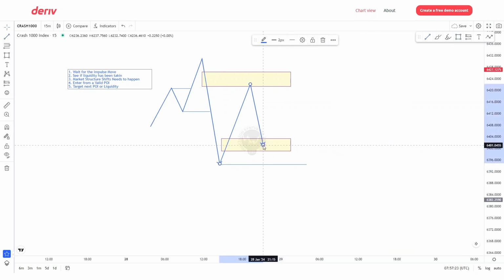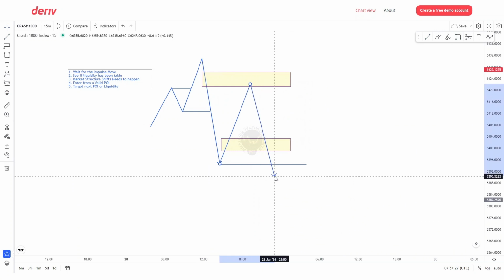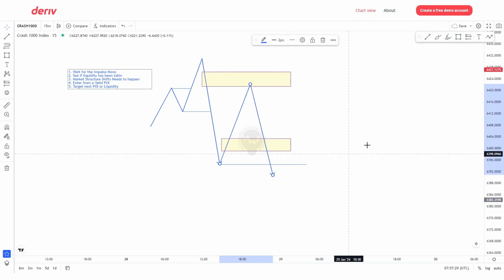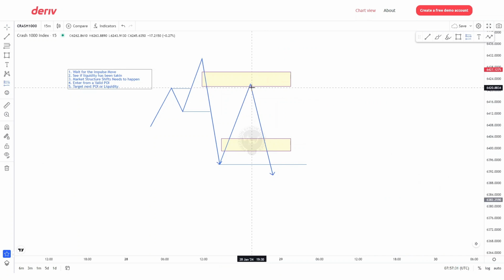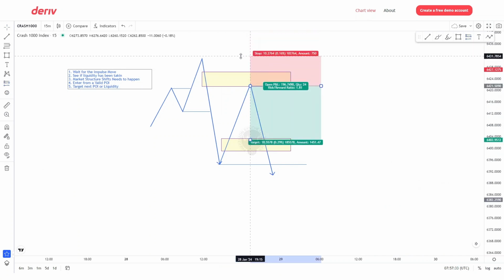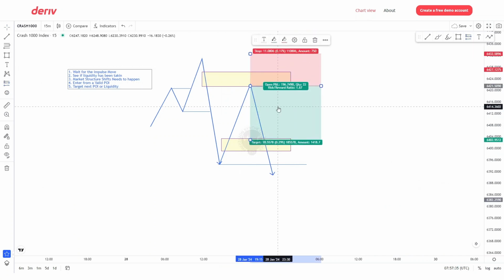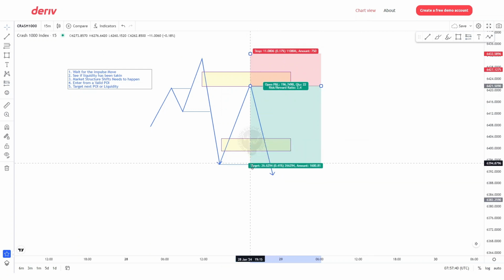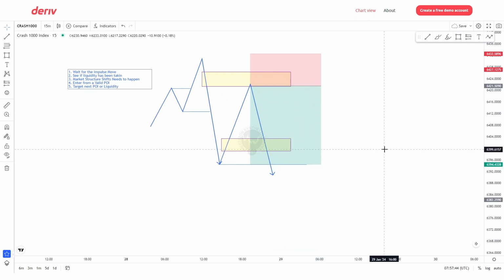or you can target the next level of liquidity. So you can enter, target, or target, and then you enter there. Stops above the highs if you are in crash, stops below the lows if you are in boom, and then that's your targets. So that's how I trade boom and crash. I think this is a model that can work for everyone.